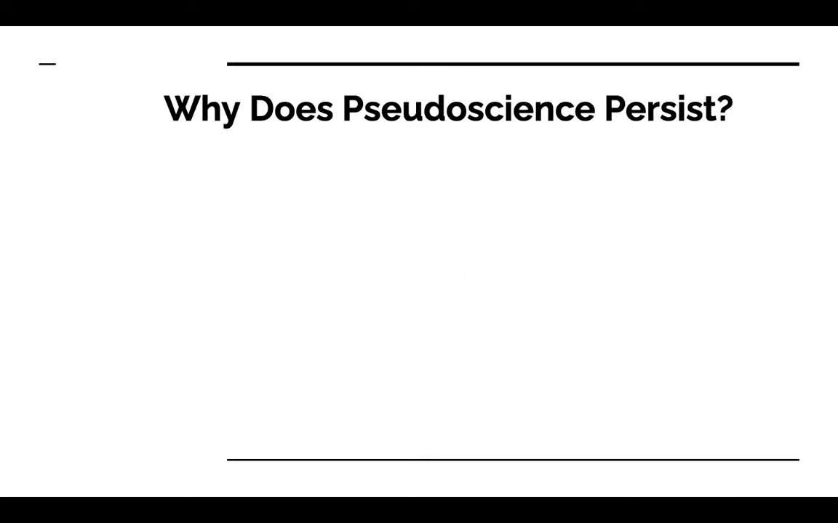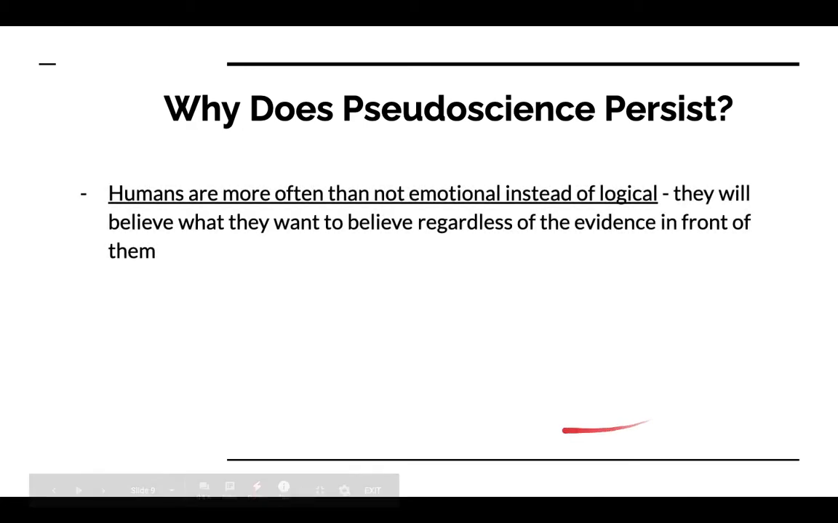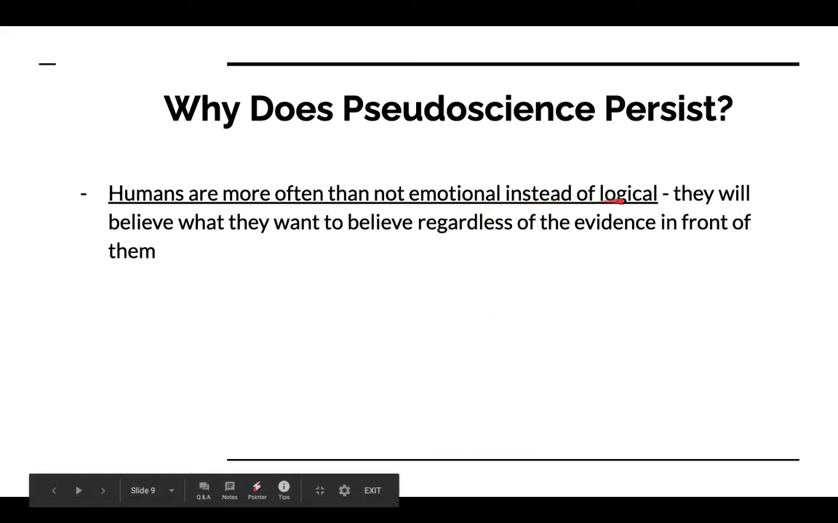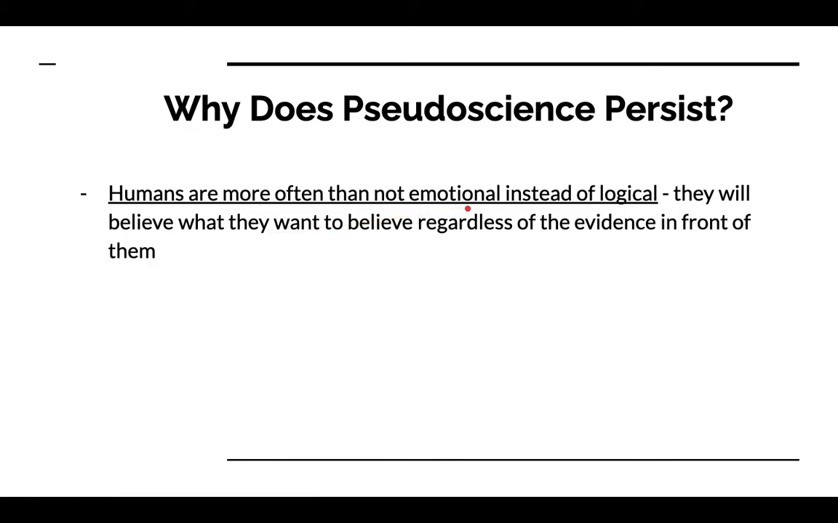If we have all this scientific evidence, why is it that pseudoscience still persists? Why are we not in flying cars and all that sort of good stuff? Okay, so there are a couple reasons. Humans are more often than not emotional instead of logical. They'll believe what they want to believe, regardless of the evidence in front of them, and this tends to be the case with a lot of things.